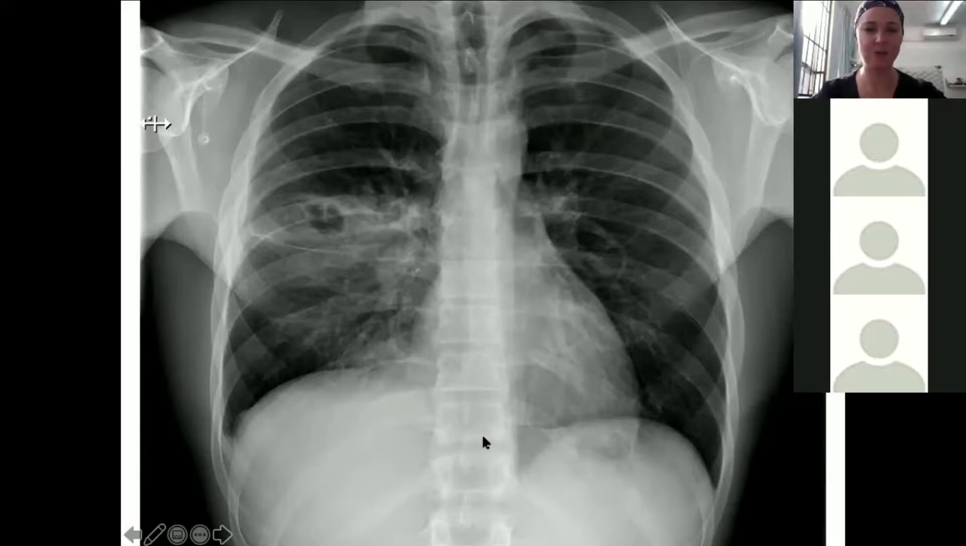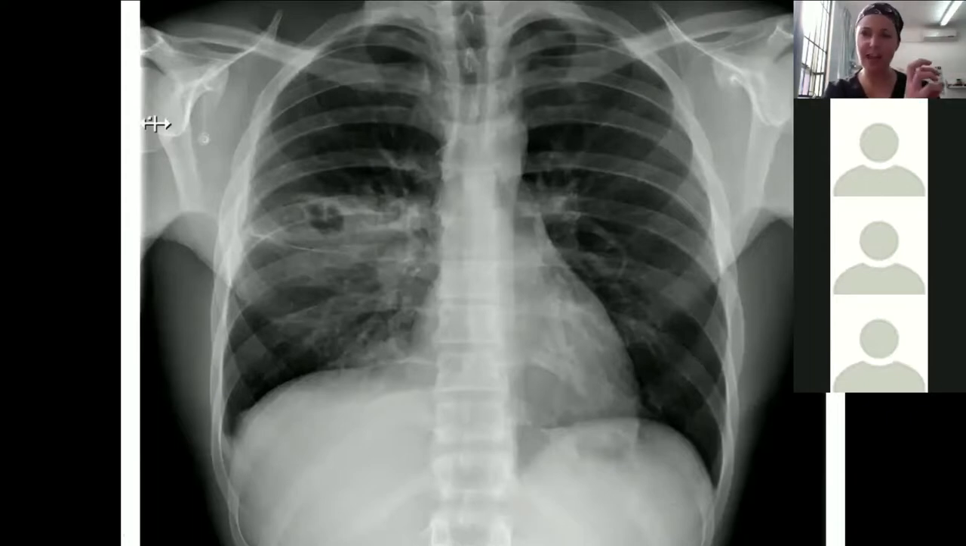Okay, let's talk through what we've got there. Let me show you what we've got. Let's talk through it bit by bit. So trachea looks central, happy with that. That looks pretty good. In terms of B for breathing, so lung fields, left-hand side looks pretty good. Can't see anything obvious going on the left, but on the right-hand side, it looks like you've got some infiltrates in the mid-zone. Really interesting.